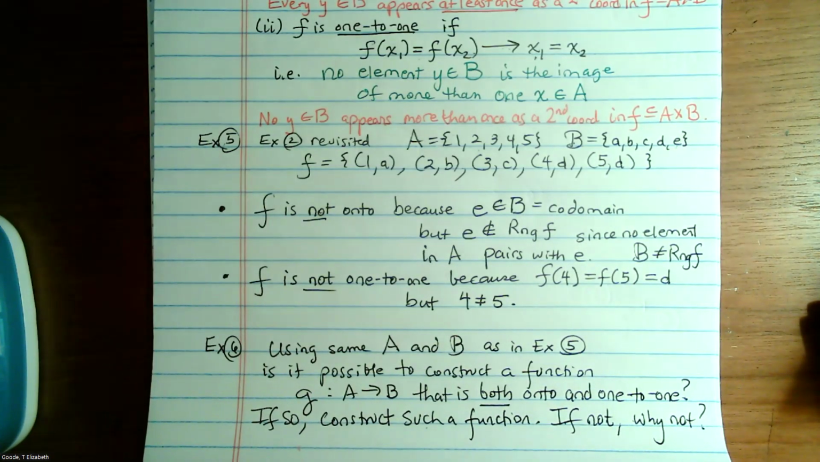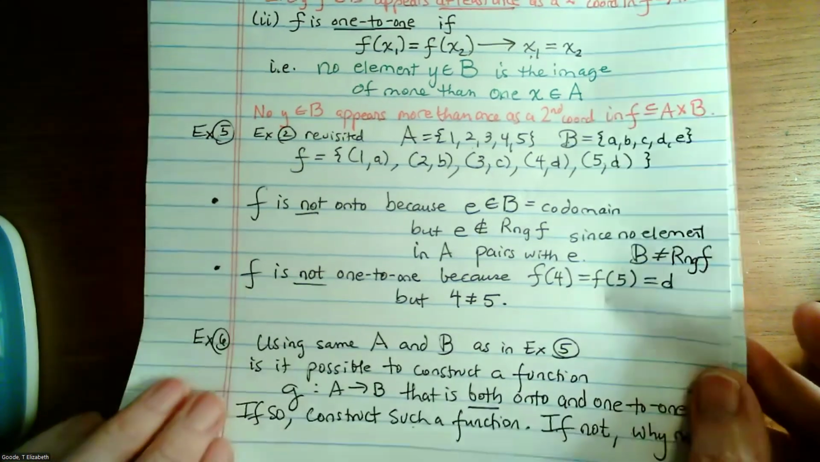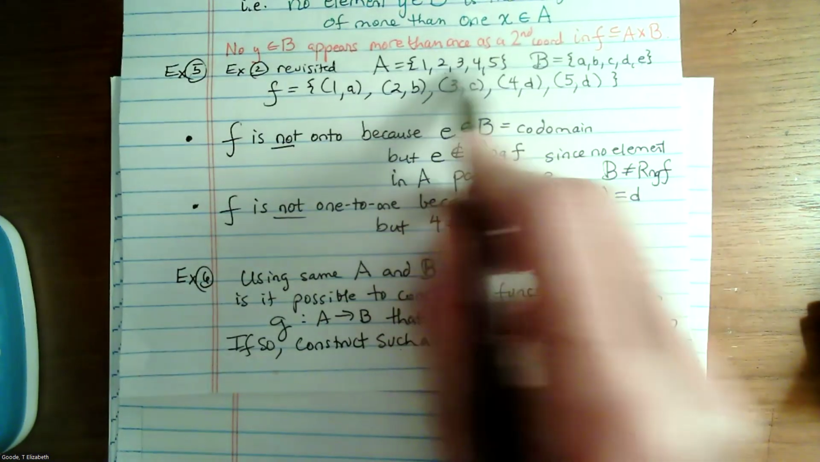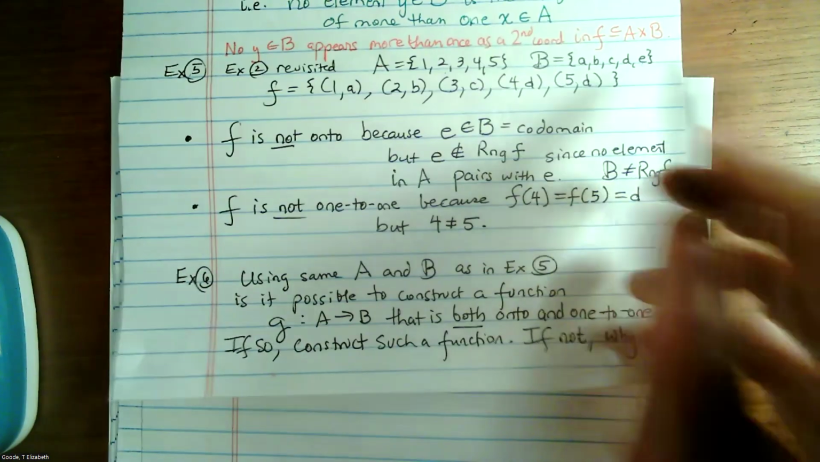So the obvious solution here is that we can just send 1 to a and 2 to b and 3 to c and 4 to d and 5 to e. And let's just write that down.